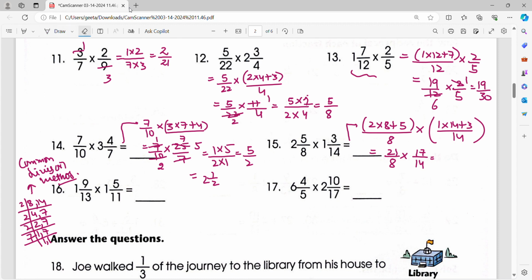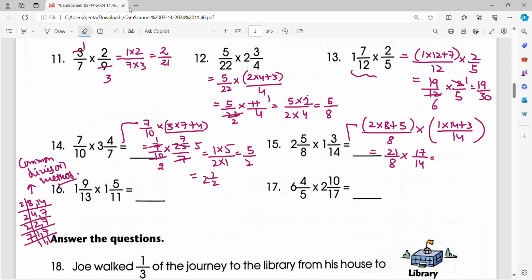I'm coming back to the question. Sorry, that's fault from my side. I thought it's plus here, but it's multiply here, right? No issue, no issue. It happens sometimes. So we are left with 21 over 8 into 17 over 14, right?